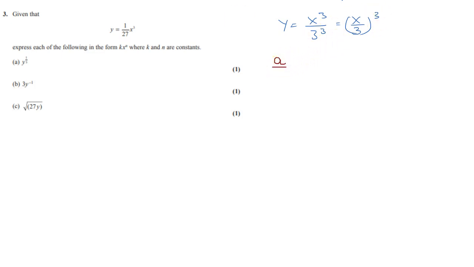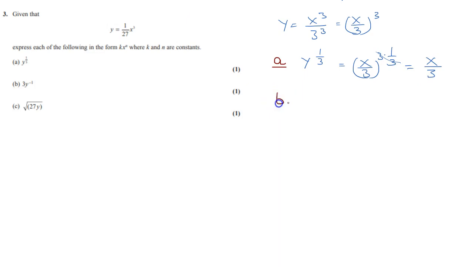So part A is y to the power 1 over 3. So y is equal to (x over 3) to the power 3 multiplied by 1 over 3. 3 and 3 cancel, so that is equal to x over 3.